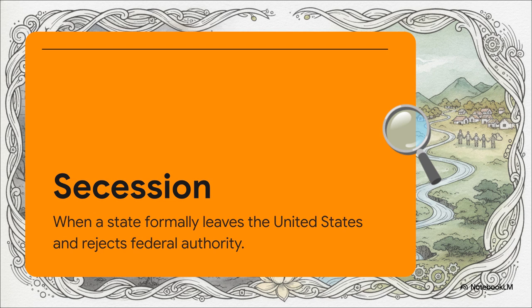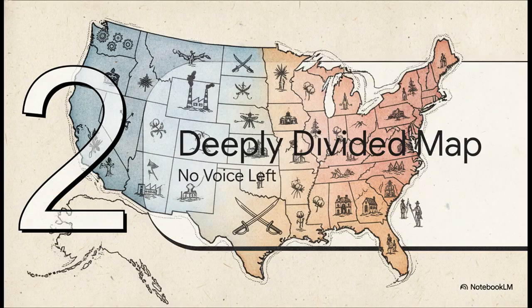So by breaking away, they actually formed their own totally separate government, the Confederate States of America. Suddenly, you've got two separate governments claiming control over the exact same land and the same people. Talk about pushing national unity right over the edge. Which leads us to part two, a deeply divided map.